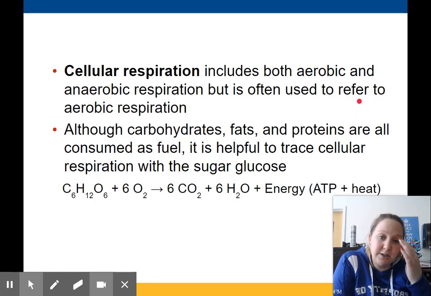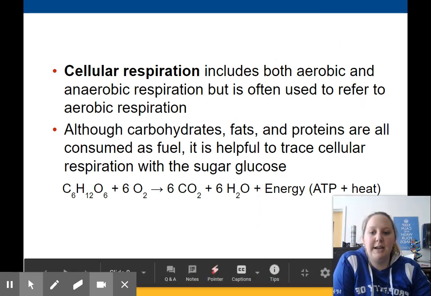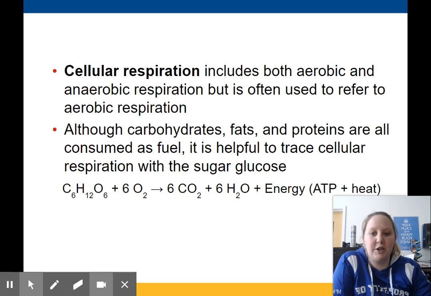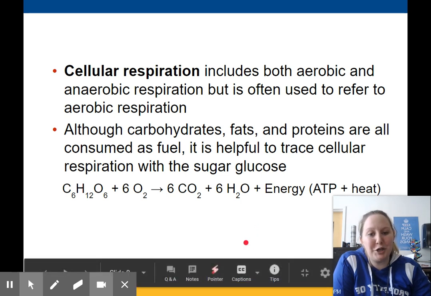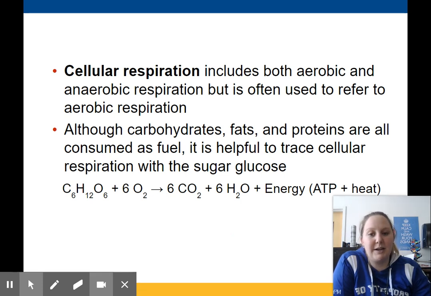Cellular respiration includes both aerobic and anaerobic components, but is often referred to as aerobic respiration because it requires oxygen in order to happen. Although carbohydrates, fats, and proteins are all consumed as fuels, it is helpful to trace cellular respiration using the sugar glucose.